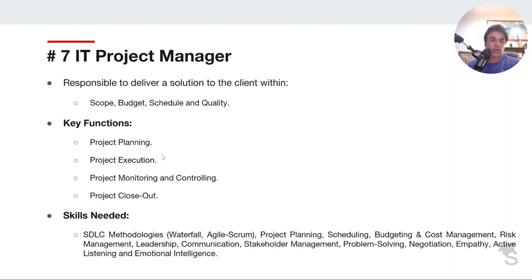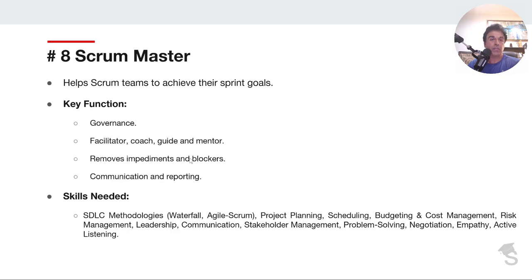Okay, now let's talk about the next role, which is number eight, Scrum Master. Now, Scrum Master is a very prominent role in the Scrum framework. Scrum framework is a type of agile methodology which is commonly used in software development projects. In this video, I won't go into much detail about what a Scrum framework is, but we'll create another video on that and share it on my channel.